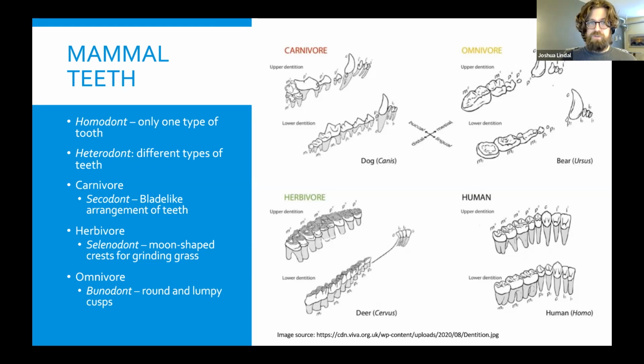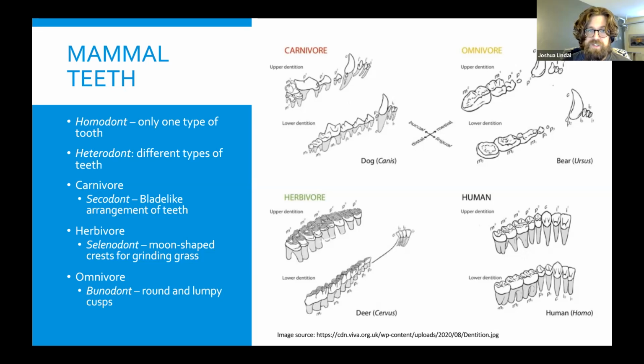And hopefully you've learned in the past and remember the four different types of teeth that we have are incisors, canines, premolars, and molars. All mammals have these types of teeth. Some mammals have lost some of them, so they don't have all four types, but most mammals have at least three or four of these types of teeth. And the reason that we have different shaped teeth is that different teeth have different functional roles.